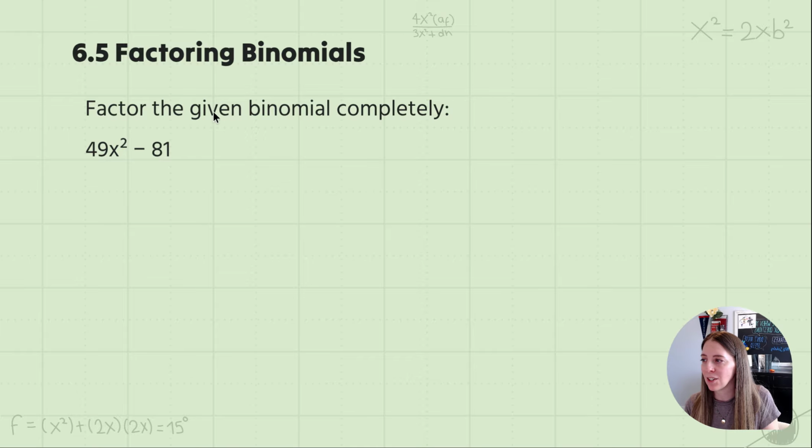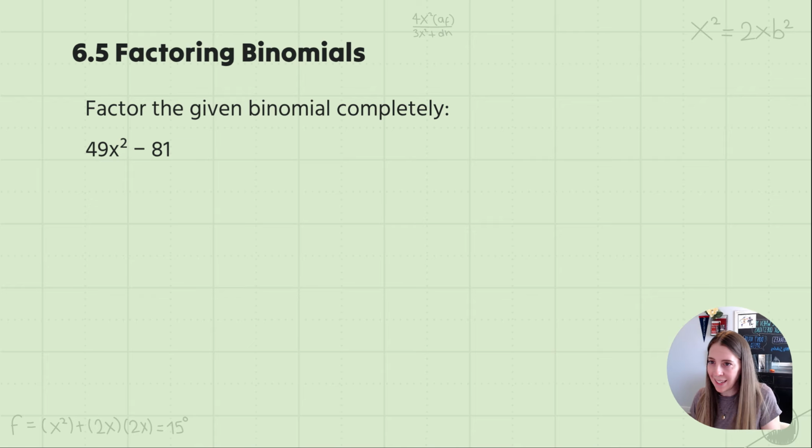It says factor the given binomial completely. My tip for you is if it says that it's a binomial, then look at your formula sheet because there's probably a formula for how to factor binomials. And there is. This is an example of a difference of squares. Difference meaning subtraction, and squares meaning the 49 and the 81 are perfect square numbers.